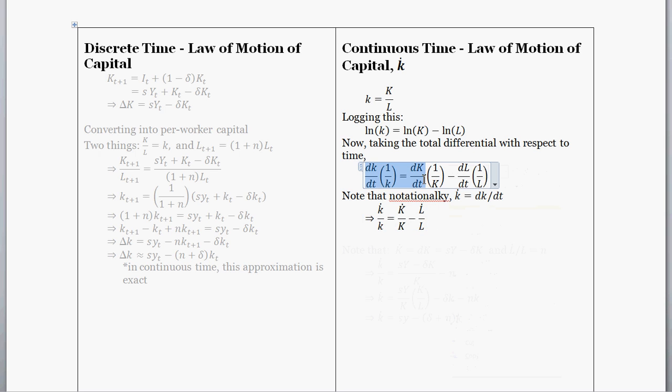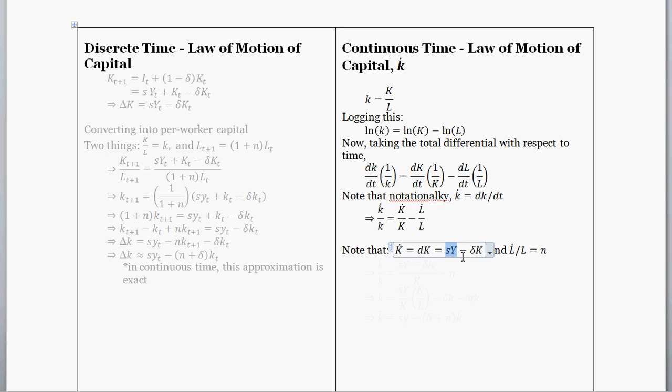So rewriting this equation with our new notation, we can see that k dot divided by k, the growth rate of per worker capital, is equal to the growth rate of capital minus the growth rate of population. The growth rate of the population we're given by assumption is just equal to n. So the labor force grows at rate n. And then K dot, we already discussed in our assumption section how that grows through time. So what is K dot? What is the change in capital given the change in time going to be equal to?